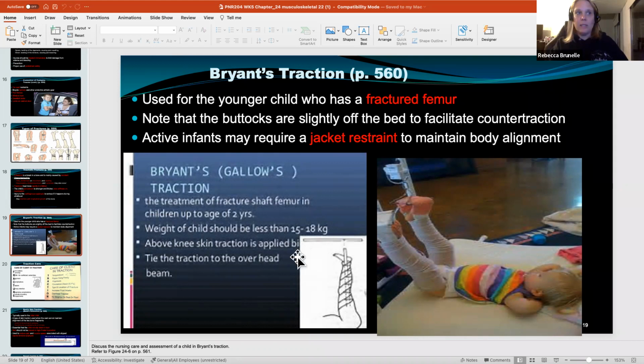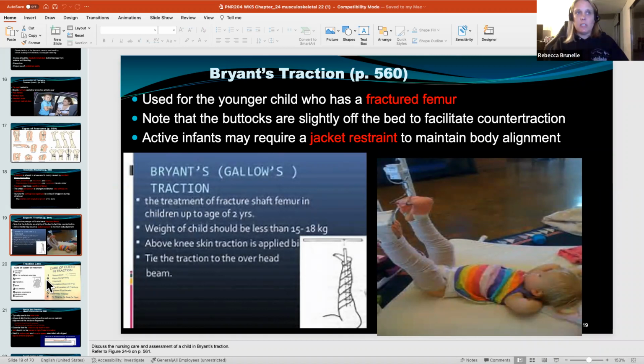And the head of the bed can be a maximum of 20 degrees, and sometimes they can end up in a jacket restraint so they can't pull at stuff, but you don't want them so restrained that they end up with skin breakdown or any neurovascular problems.